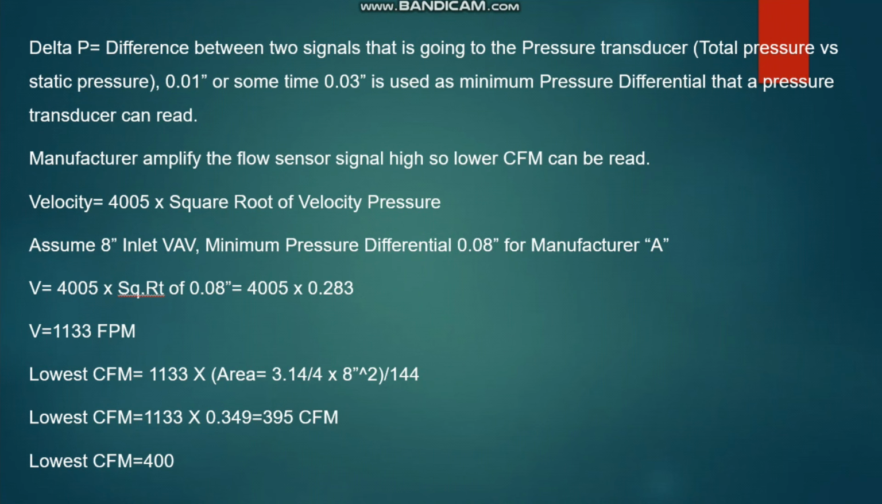In this example, I considered 0.08 as the pressure differential between the inlet and outlet. If some manufacturer follows a lower value than this, then of course they can go to a lower CFM, lesser than 400 CFM for the same 8-inch. That varies from manufacturer to manufacturer.